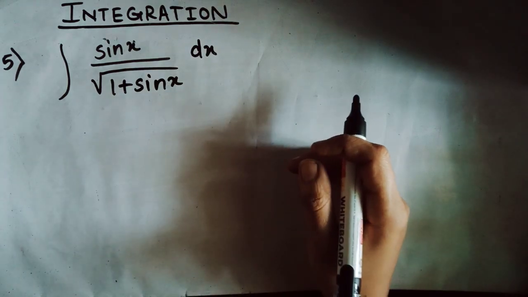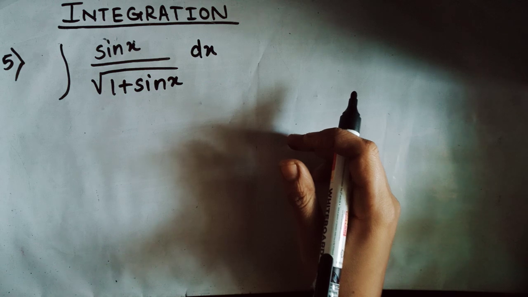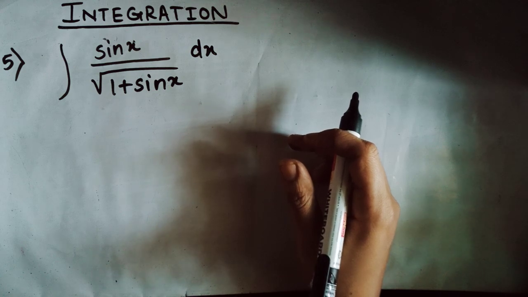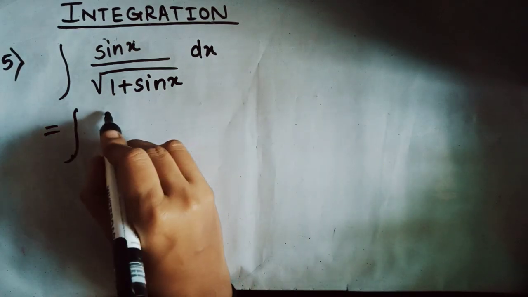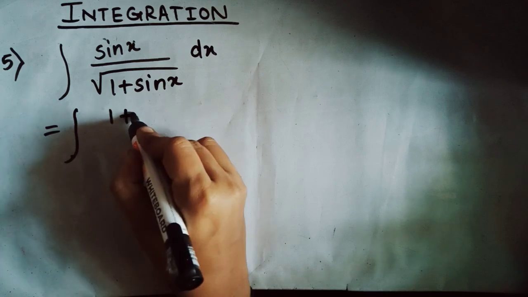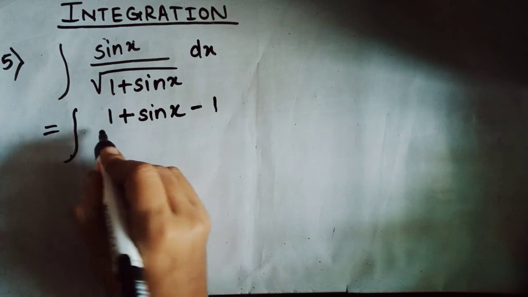Let's solve this. Integral sin x upon root of 1 plus sin x. So first you see if you can separate the denominator. Okay, I can write this as 1 plus sin x minus 1, right?